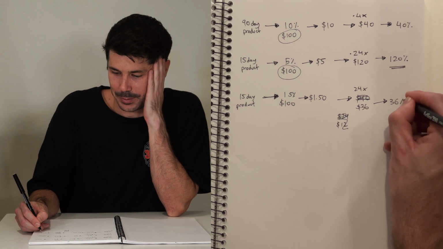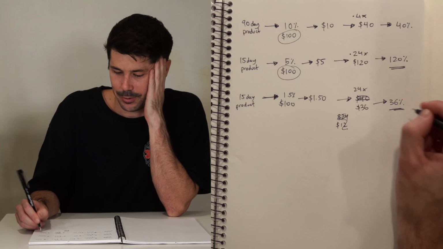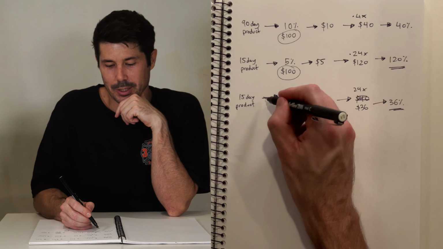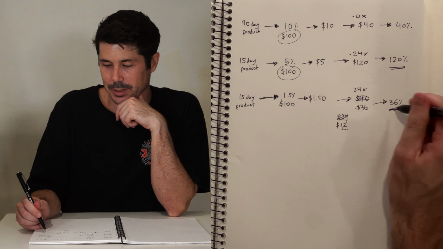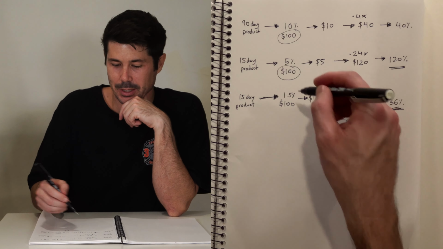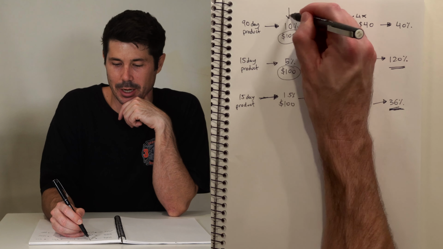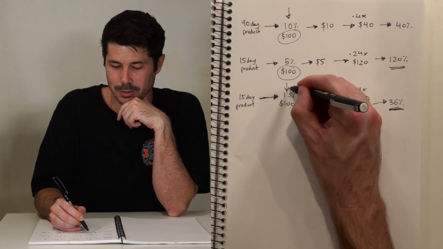Or a 36% return on your investment. So you can see for this one how this shorter cycle basically led to the same return on investment as something with a much higher margin than this one here.